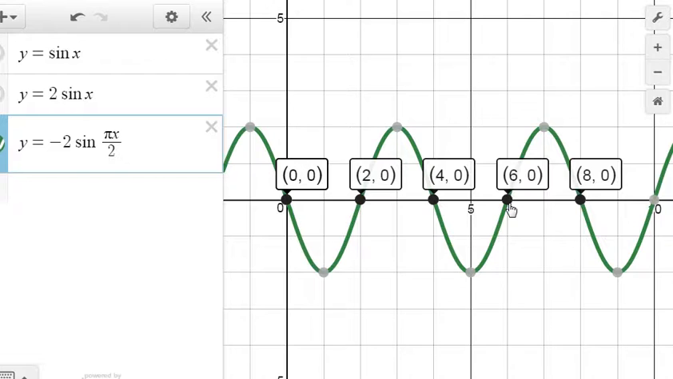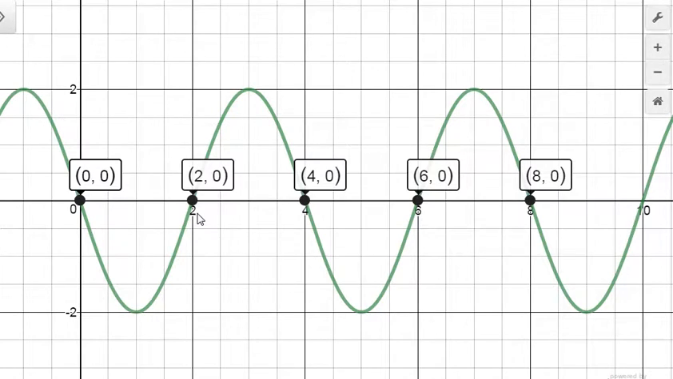Has the domain of this graph changed as I change the coefficient there? No. The domain is still the same. It's still all real numbers. The range is still the same. It's still from -2 to 2. But the period has changed. We changed the period by multiplying by pi over 2 inside the argument of the sine. Let's try a different one, unless there's some questions or thoughts on that one.